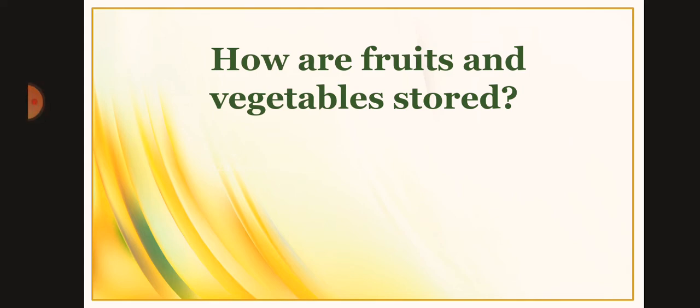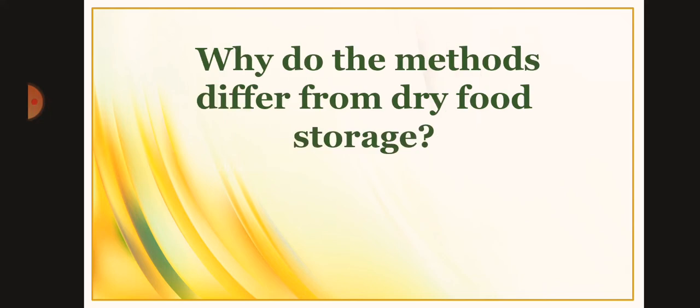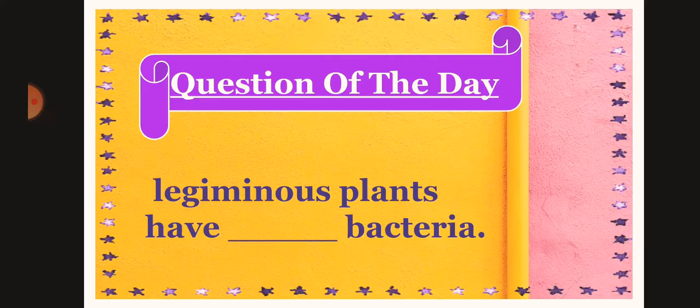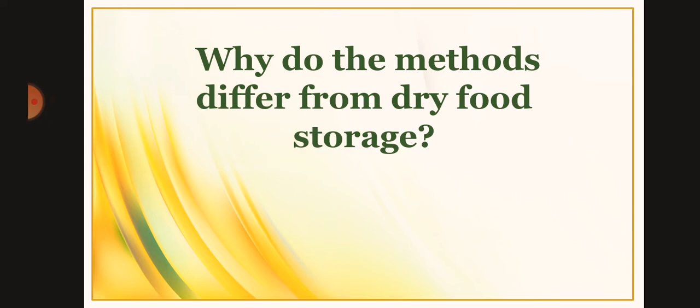How are fruits and vegetables stored? And why does the method differ from dry food storage? Now, fruits and vegetables are stored in cold storage. You would have seen that every district, every place these days has cold storage, where especially potatoes are stored, which is very common in our place. But there are places where fruits and other vegetables are also stored. Now, cold storage is a way of storing things in a refrigerator. If it's a small amount of food, you keep it in a refrigerator. If it's a large amount of food, then you put it in a cold storage.